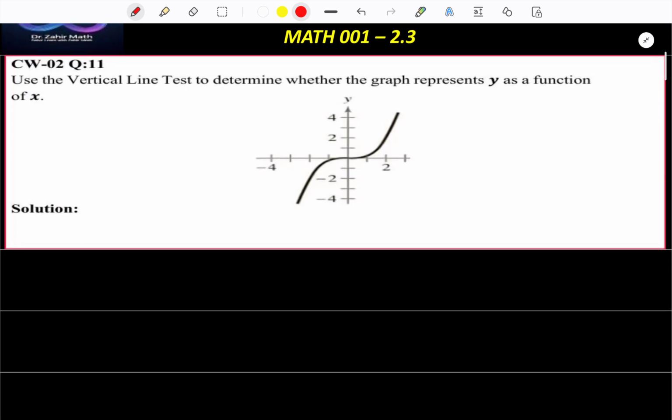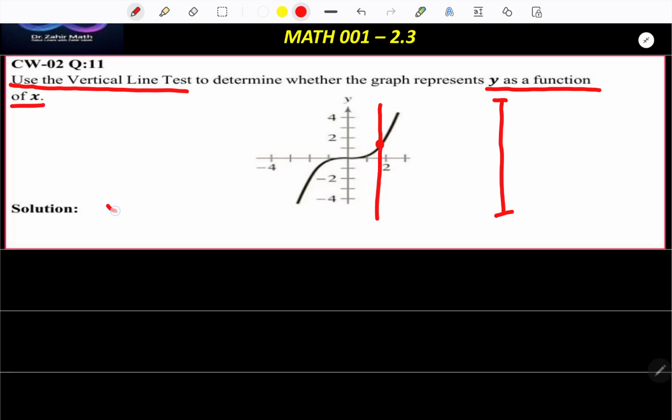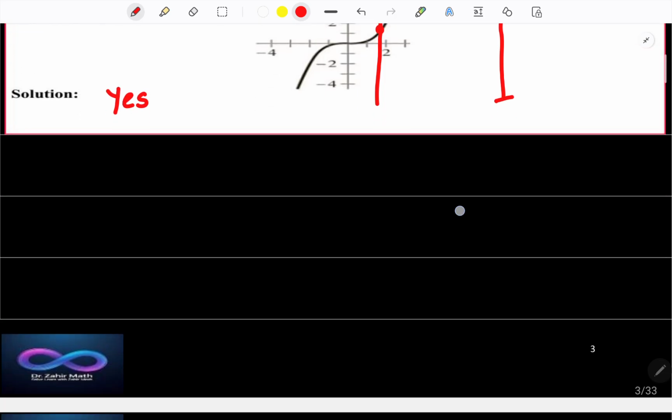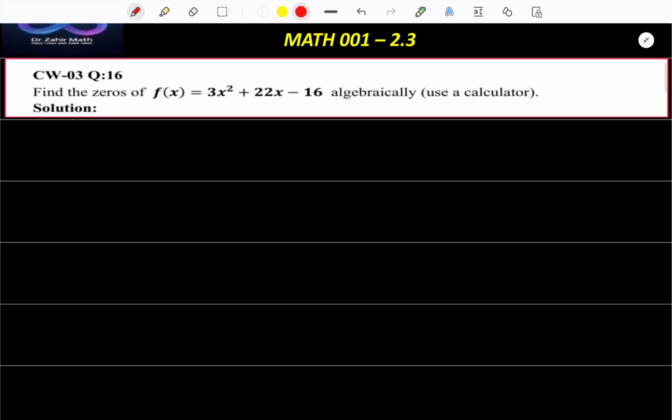Let's go to the next question. Use the vertical line test. Come on, this is a graph. You just draw a vertical line. At how many places does it cut? Only one place. So use the vertical line to represent y as a function of x. What is the answer? Yes, it is a function of x. Let's go to the next question. Find the zeros of f of x. There is a rule for zeros.